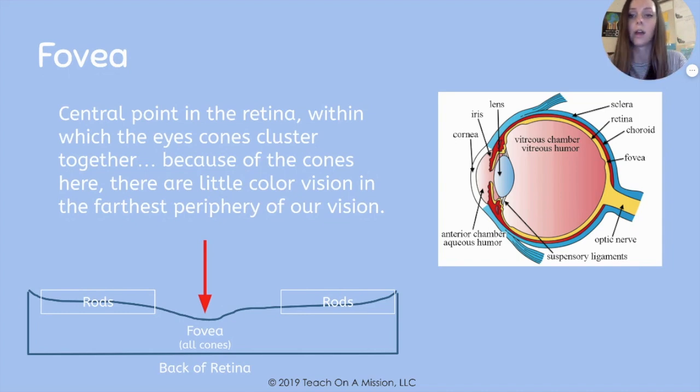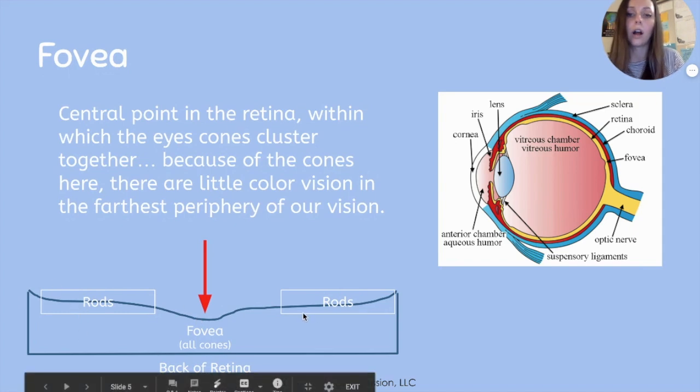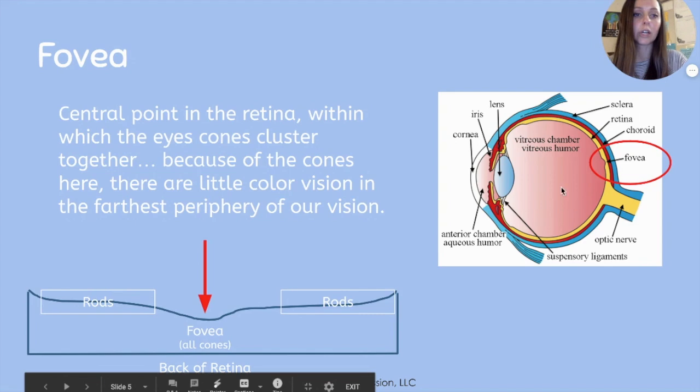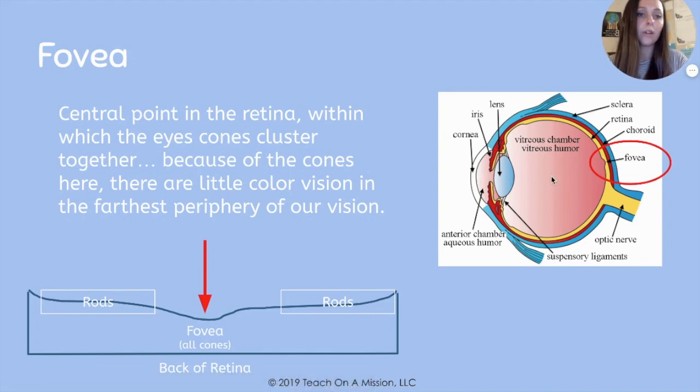Cones tell us color. All of our rods are on the outside. These are the photoreceptors that allow us to have peripheral vision. So you know how you're able to look straight ahead and you're seeing something clearly, but you're also seeing stuff on the sides? You can thank your rods for that. And they allow us to see in black and white. So you can see in the picture that the fovea is right in line with the pupil and the lens, because that gives us our clearest vision and our color vision.